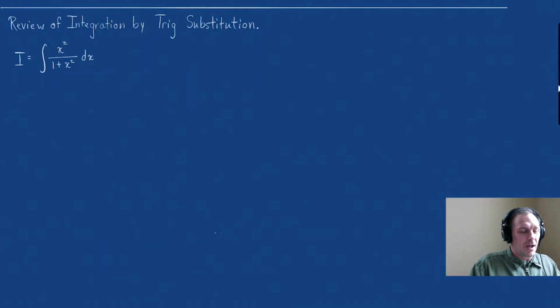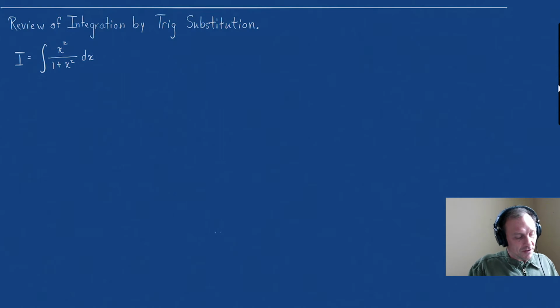I am Tom, and I'd like to take some time to review integration by trig substitution. I think this is an often forgotten strategy. So I have this integral. The integral I equals the integral of x squared over 1 plus x squared dx.